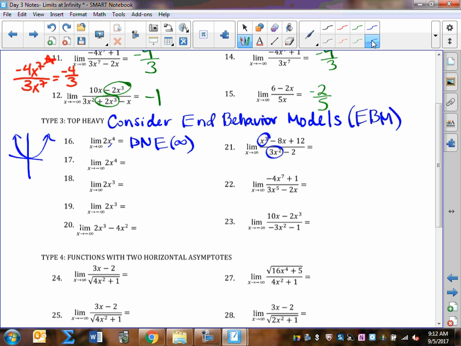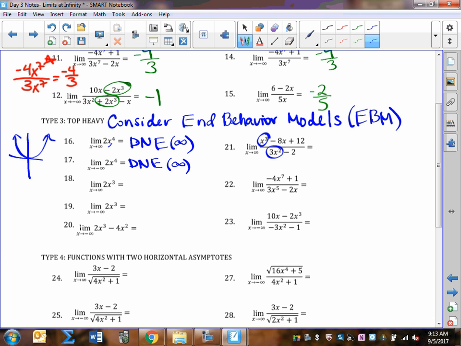So for number 17, again, we can think of our graph. The end behavior on the left-hand side is still going to be approaching positive infinity, so the answer would be positive infinity. Or again, if we plug in negative infinity to the fourth power, that gives me what? A positive infinity, because it's an even power, so it's going to be heading to positive.